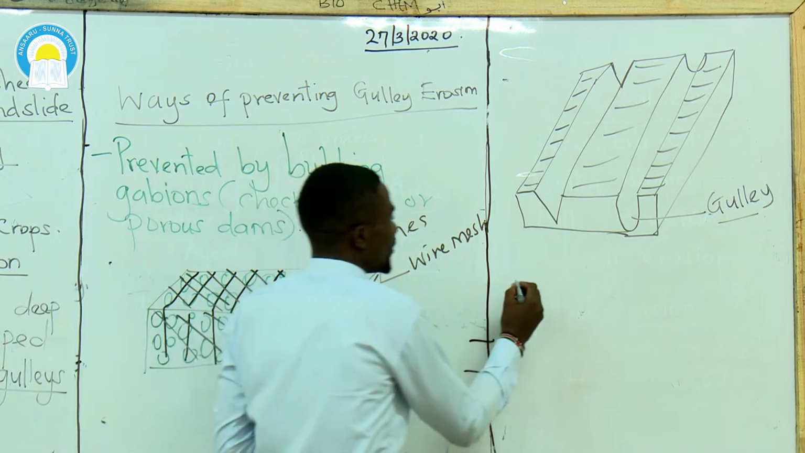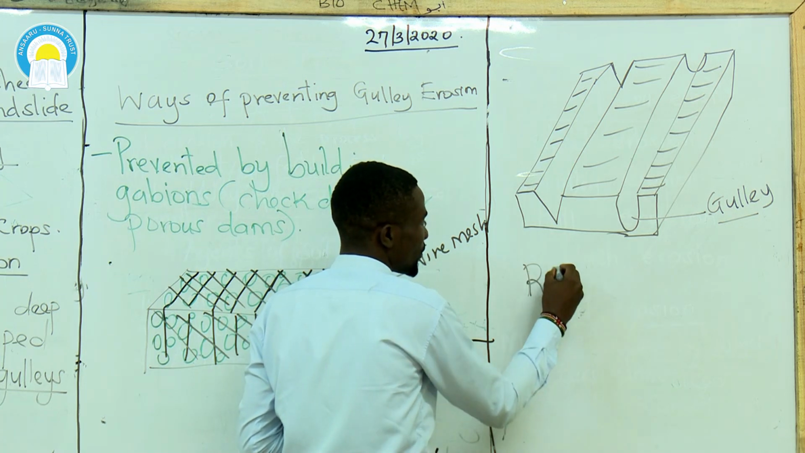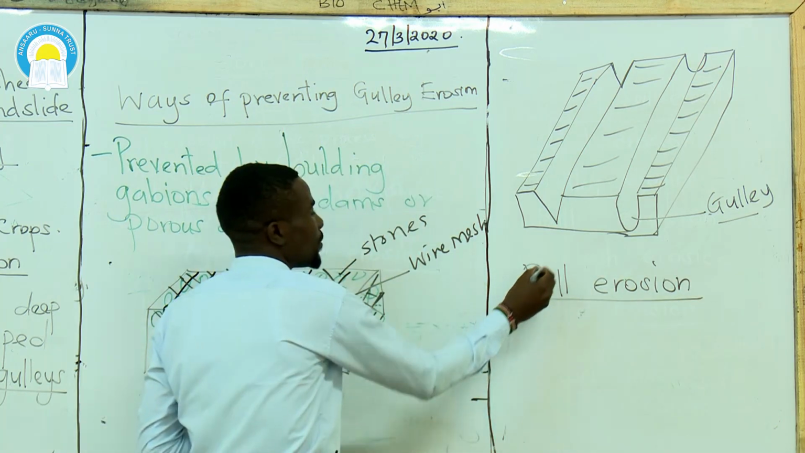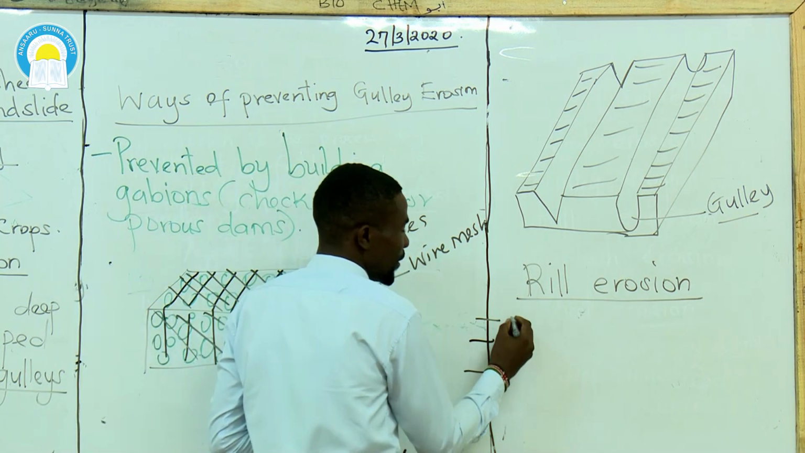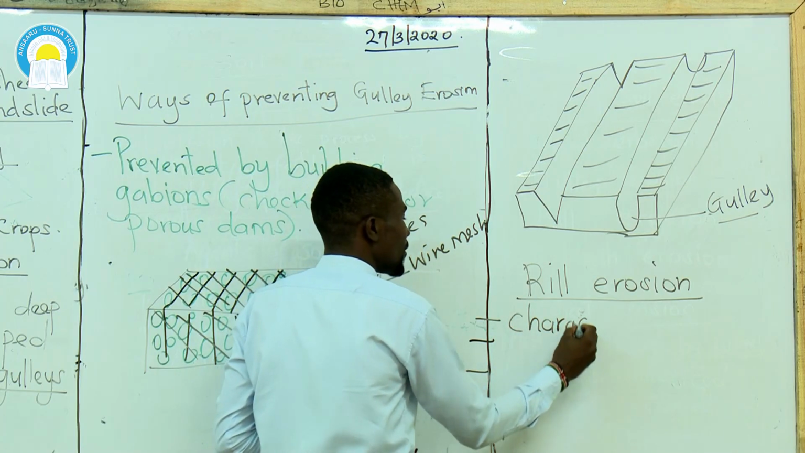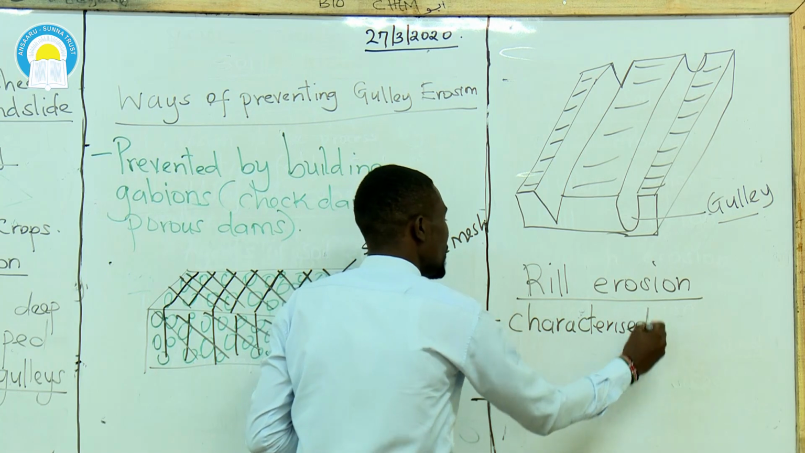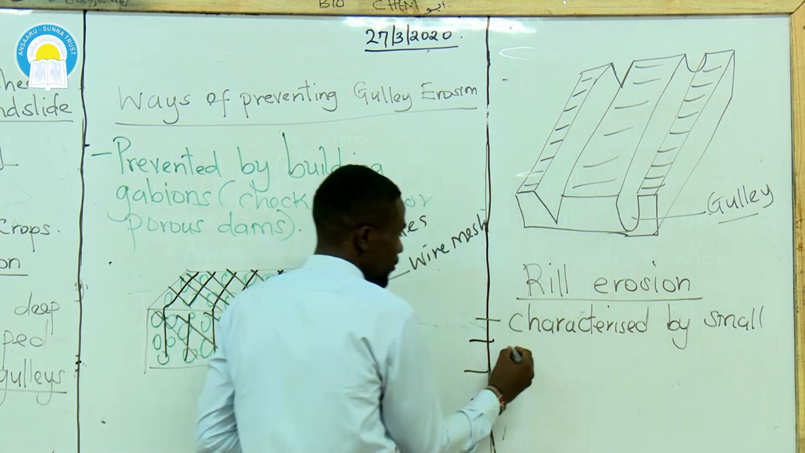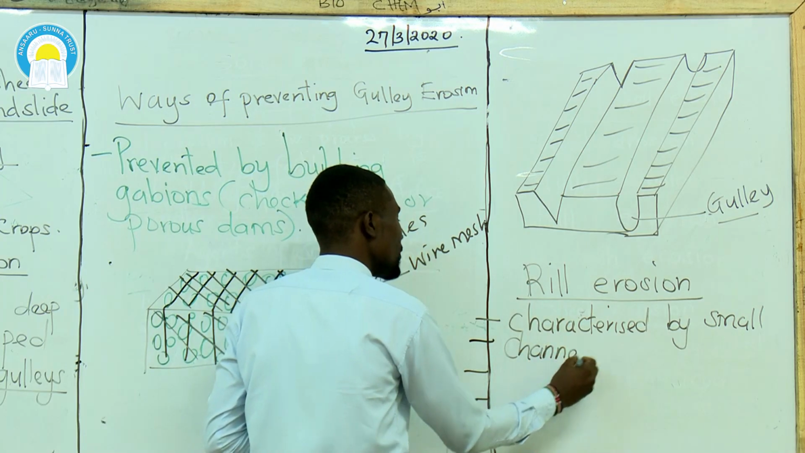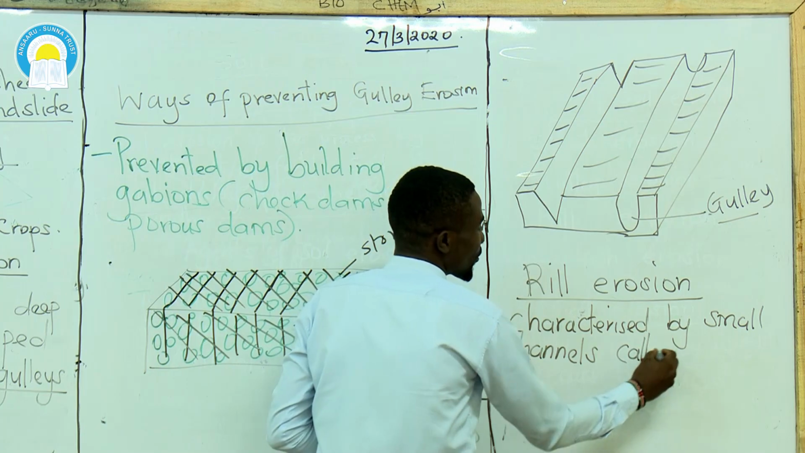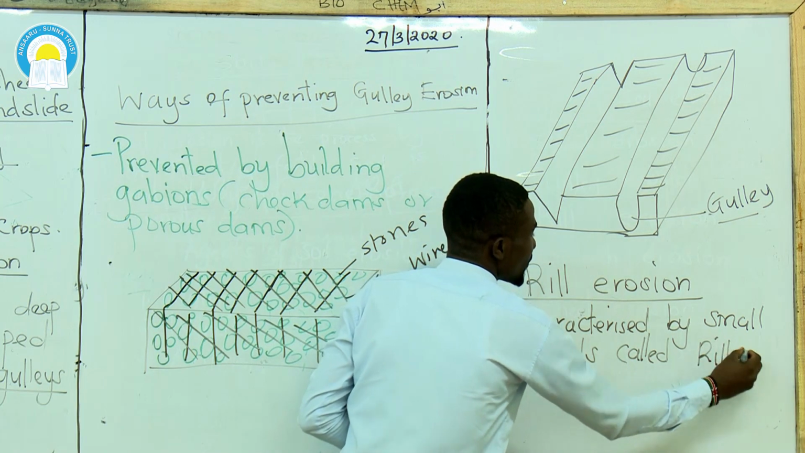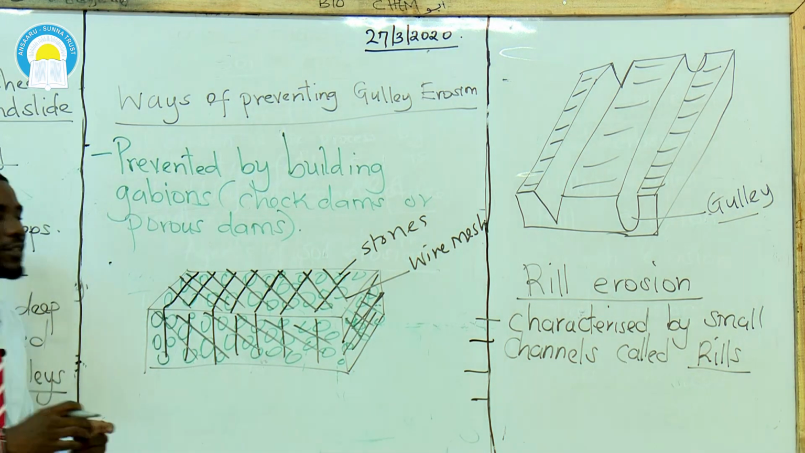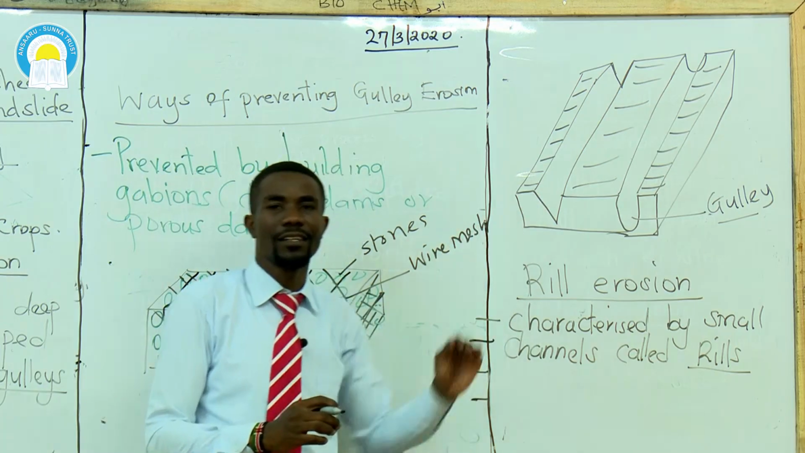Let us go to rill erosion. Rill erosion is characterized by small channels on the ground. These small channels are called rills. When you see some small channels on the ground, this is a sign of rill erosion.